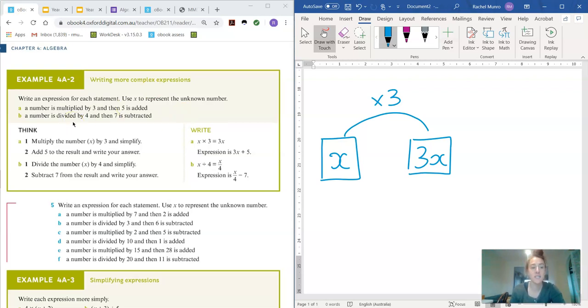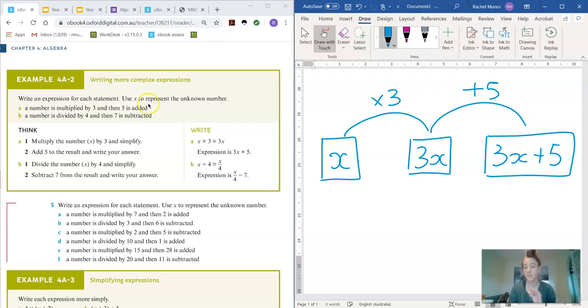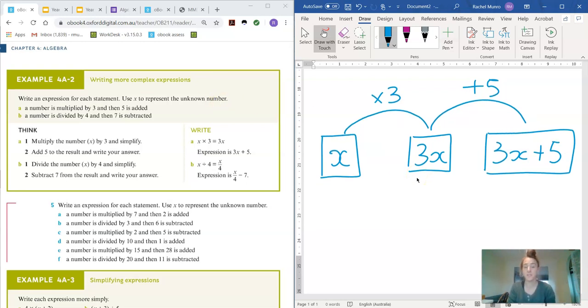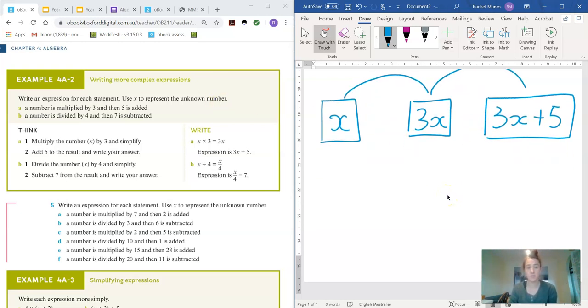Then it wanted 5 added to it. So our next step is to add 5. So we still have our 3x, but then we add 5. Okay, so that is the answer to our first question.